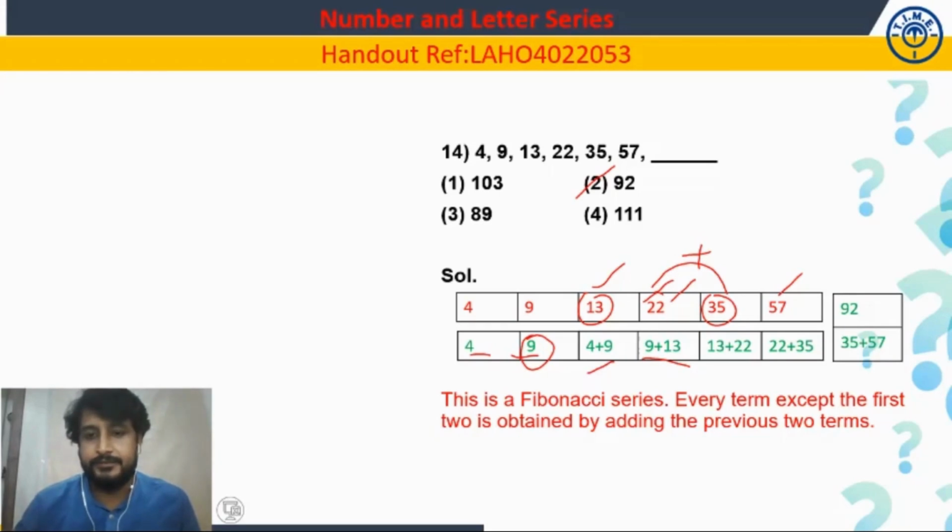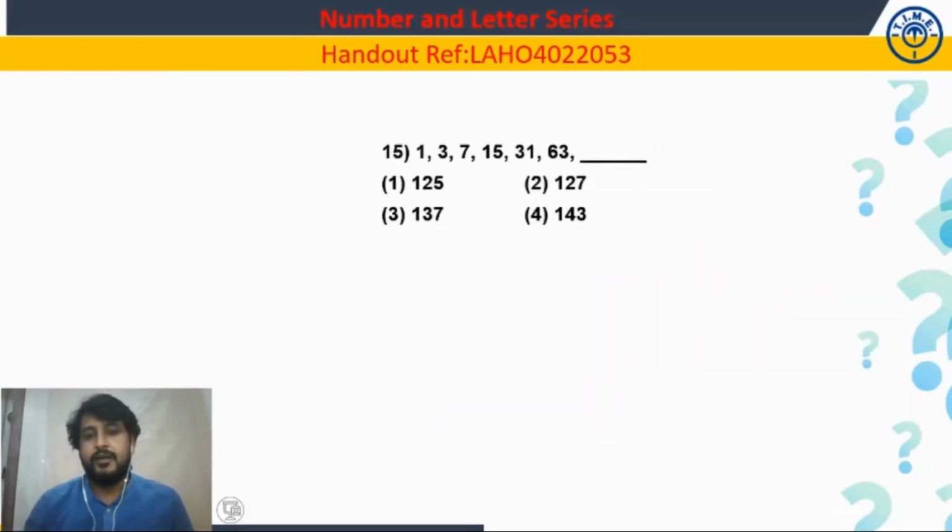Fibonacci series. Move to question number 15. 1, 3, 7, 15, 31, 63. Are the given numbers increasing slowly or rapidly? The given series is increasing rapidly, because 31 to 63 is a big jump, 15 to 31 is a big jump. Almost it is double. So it is a big jump.